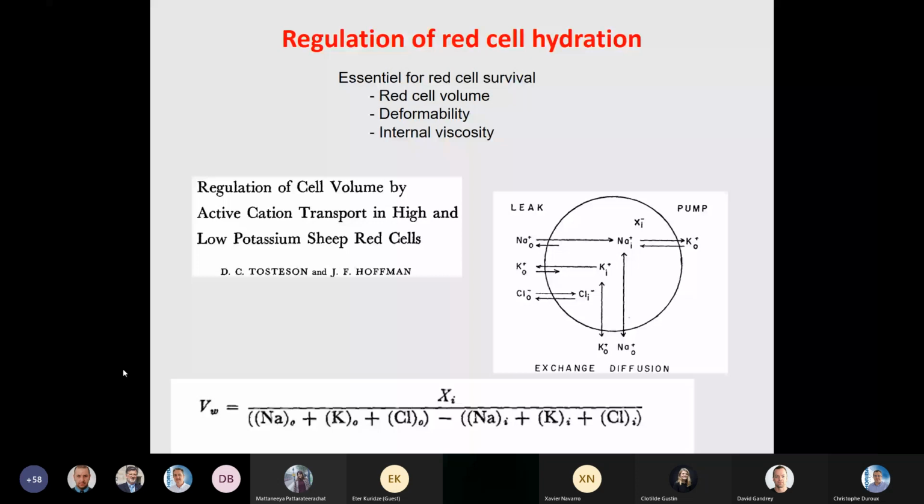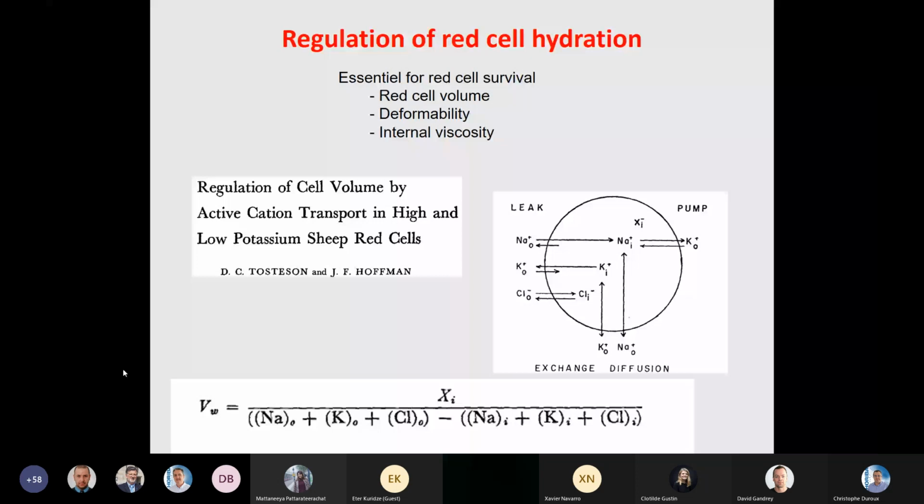So each time you have a mutation in a protein of the red cell membrane that will induce either an increased entry of sodium or an increased export of potassium, the capacity of the pump to counterbalance that may be totally overwhelmed, and then you will have a modification of the cationic content inside the red cells.